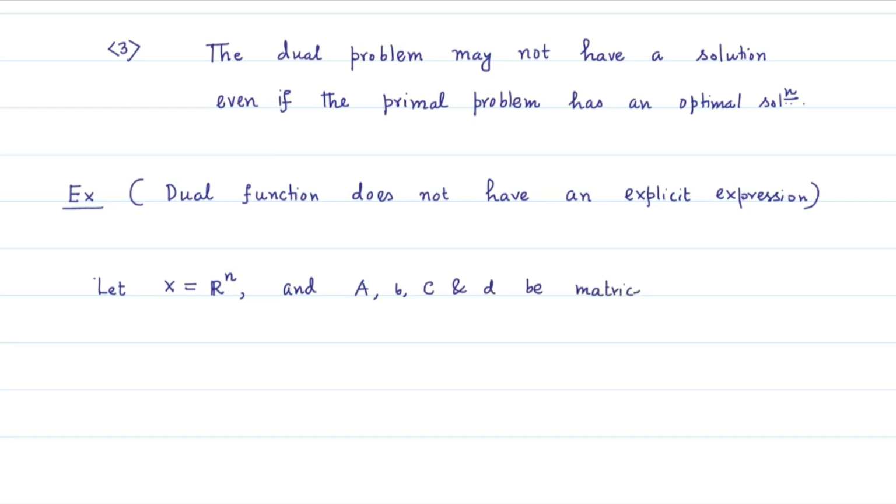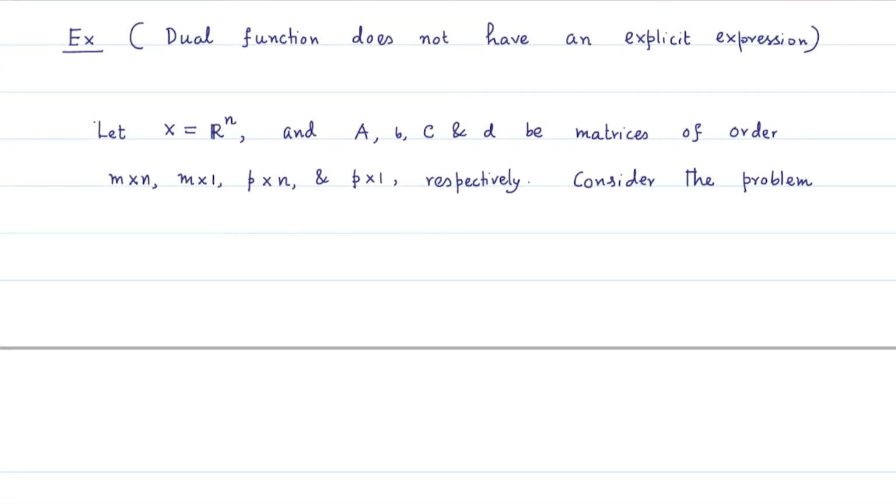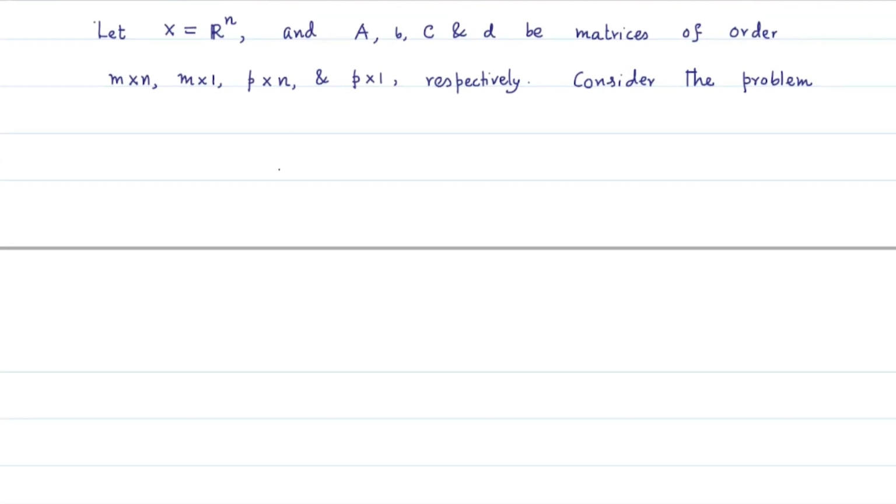Those are matrices of orders. Capital A is of order m by n. Small b is an m vector. Capital C is of dimension say p by n, and d is a p vector. Now consider the primal problem as the minimization of the L1 norm of Ax minus b, subject to the constraint that Cx is equal to d.